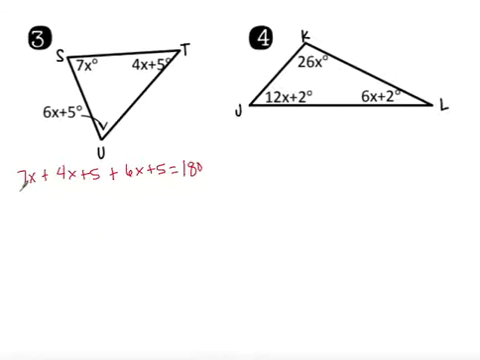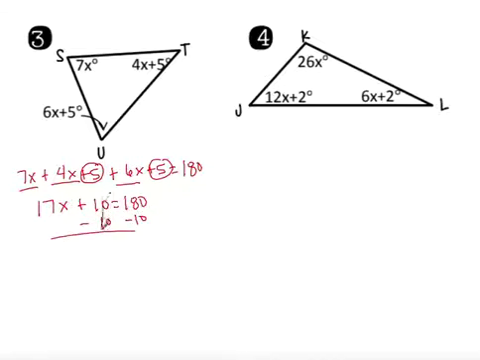So at this point, I'm going to combine my like terms, which would be my 7x, my 4x, and my 6x. So 4 and 6 give me 10, plus 7 more gives me 17. So 17x plus 5 and 5 gives me 10 equals 180. So I'm trying to get x by itself. I'm going to subtract 10 from both sides. And when I do that, that gives me 17x equals 170. Divide both sides by 17, and I'm going to get that x is equal to 10.